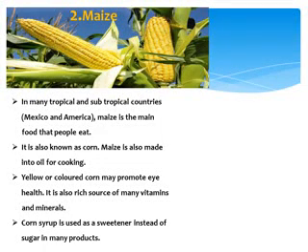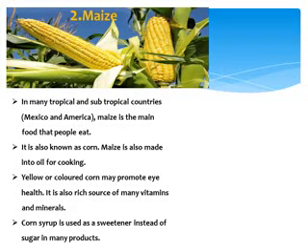Next we are going to see about the maize. You can see this is a maize plant. So in many tropical and subtropical countries like Mexico and America, maize is the main food that people eat. So we eat rice and we eat chapati, but in tropical countries like Mexico and America, the main food the people eat is maize. So we call this maize also as what? Corn. So maize is also made into oil for cooking.